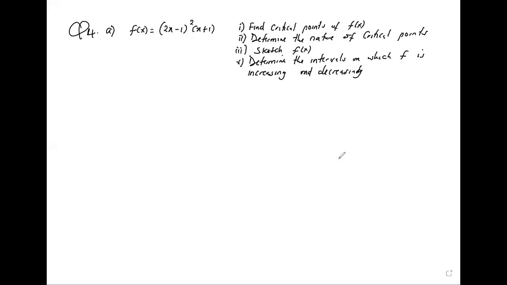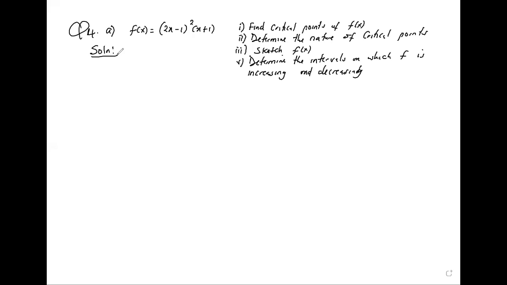We have the question here. f of x is (2x minus 1) squared times (x plus 1). Find the critical points, determine the nature, sketch the function, and determine where it is increasing and decreasing. But to find the critical points, we have to differentiate the function and equate the derivative to 0.